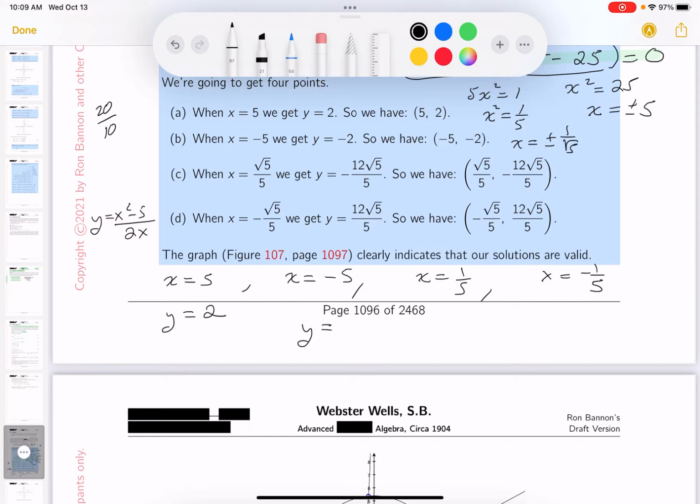Let's put this one down. Y. And what do you get? Let's take a look at it. You're going to get 25 minus 5, which is 20. On bottom, you get minus 10. You get minus 2. All right, let's keep going. The 1/5 is more difficult to do. Oops, sorry about that. I'll get my eraser.